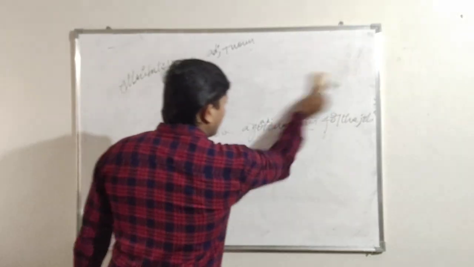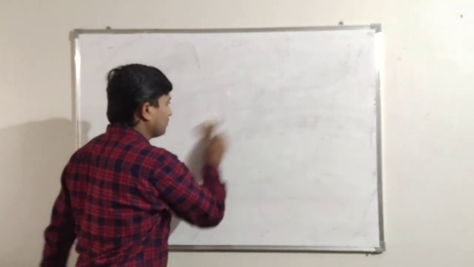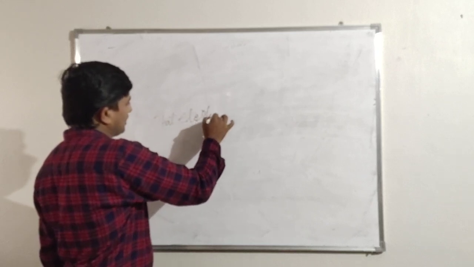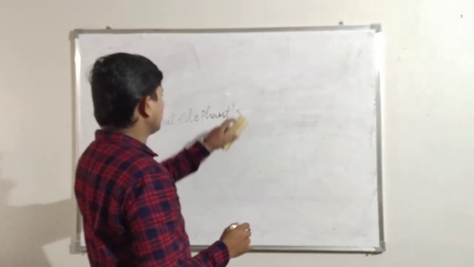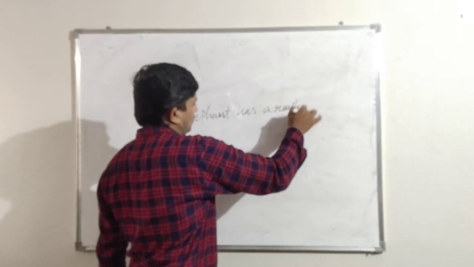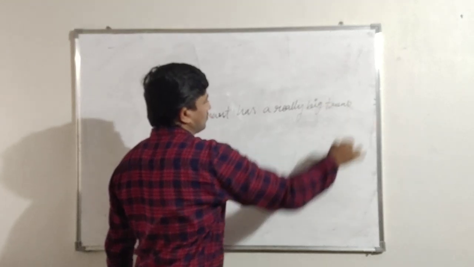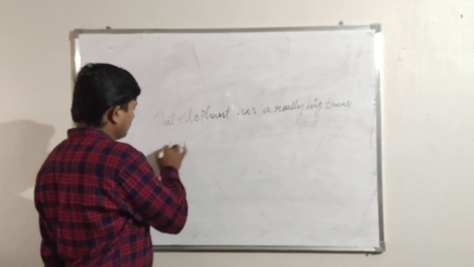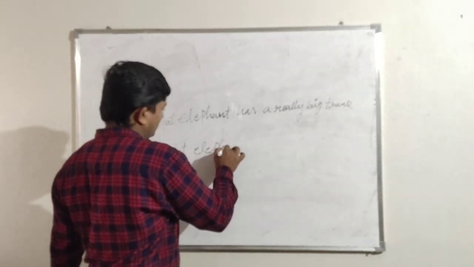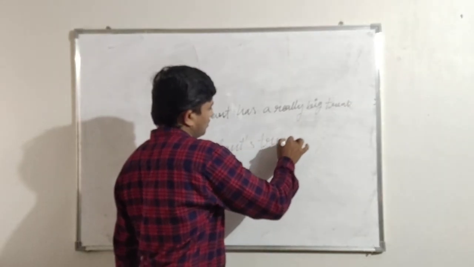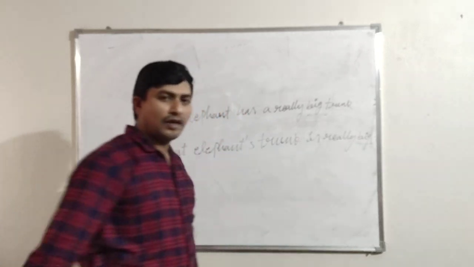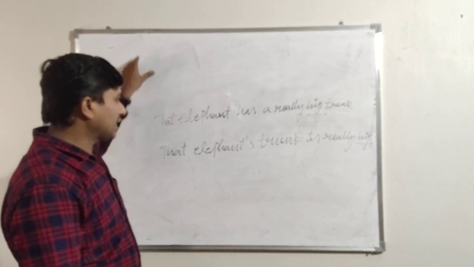With one more example, see here: that elephant has a really big trunk. That elephant's trunk is really big. Have you understood? Before we discuss what attributive adjectives are, next, what are predicative adjectives.